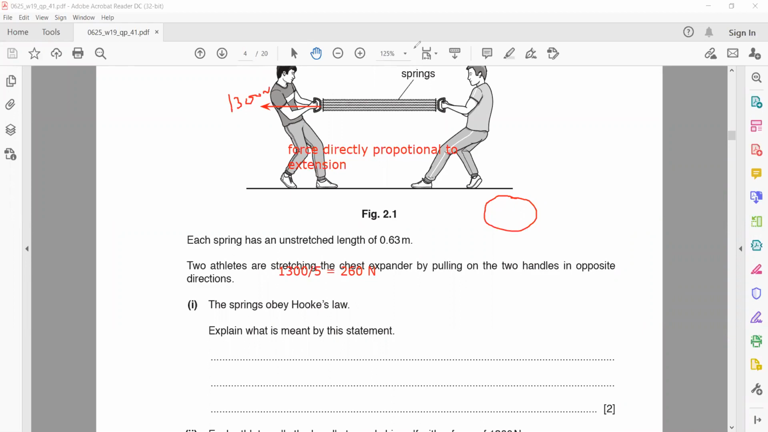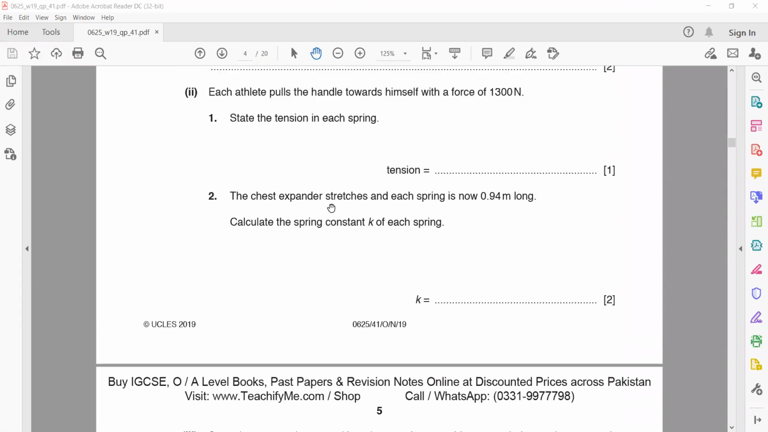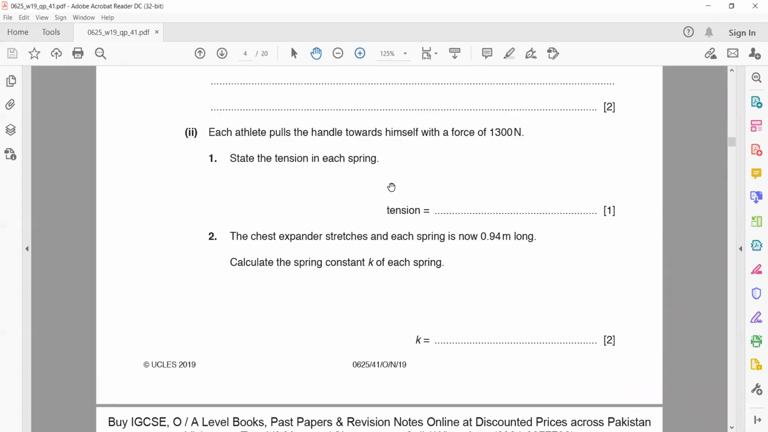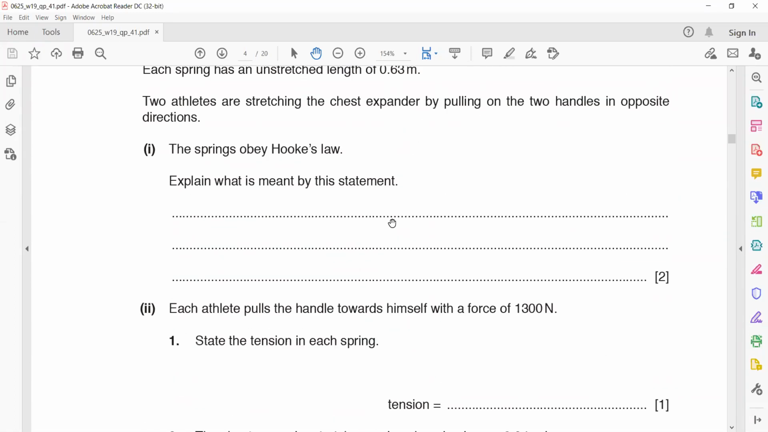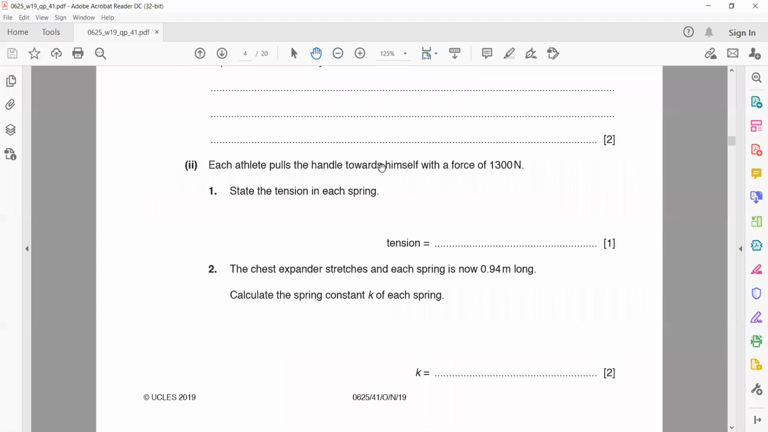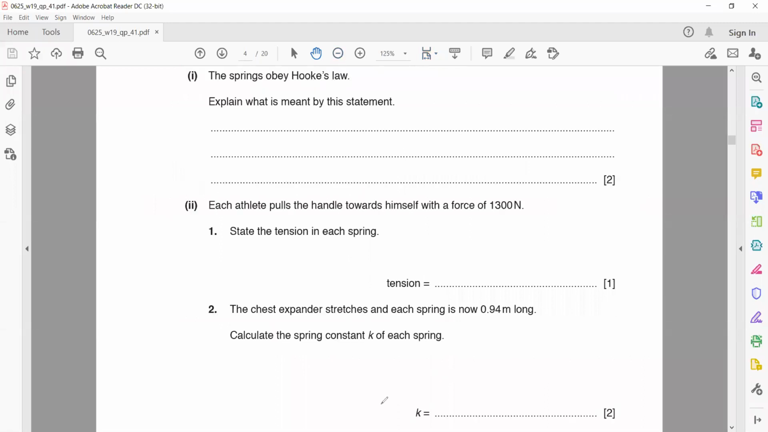The chest expander stretches and each spring now is 0.94 meter long. Calculate the spring constant. Original length was 0.63, new length is 0.94. So to calculate a spring constant, F is equal to kx, or k is equal to F divided by x. So force on each spring is 260 and the extension, the change in the length, originally it was 0.63, now it is 0.94, so the difference will be there. The final answer is how much?